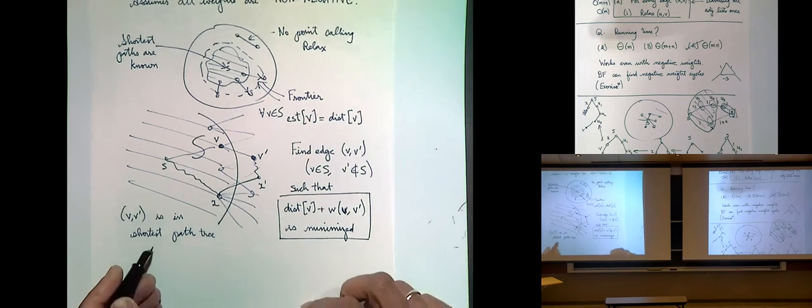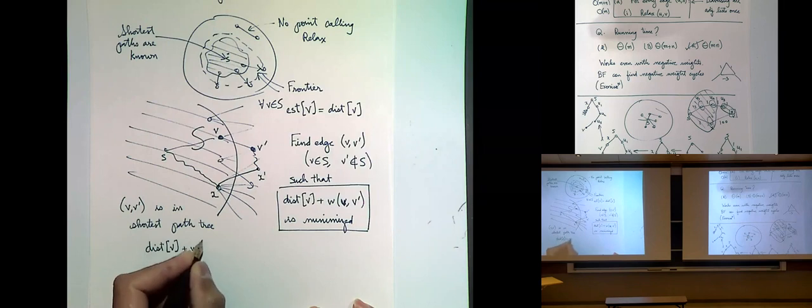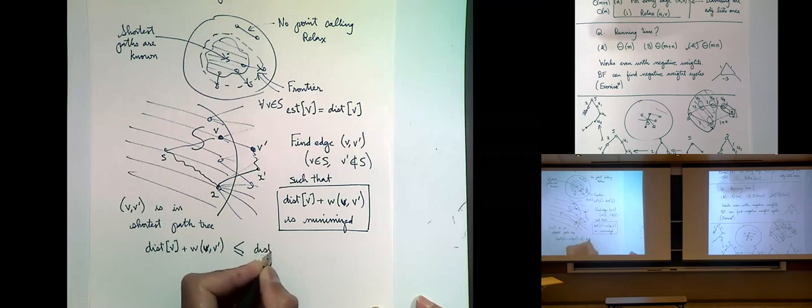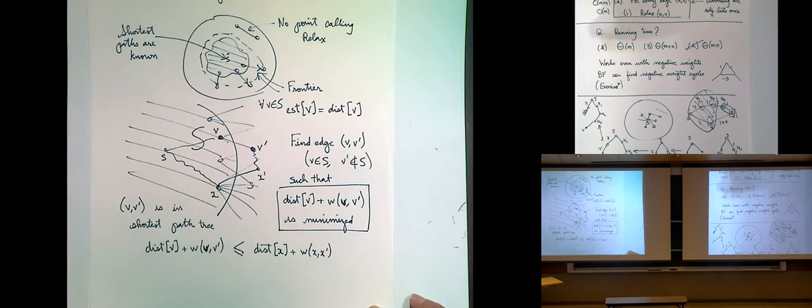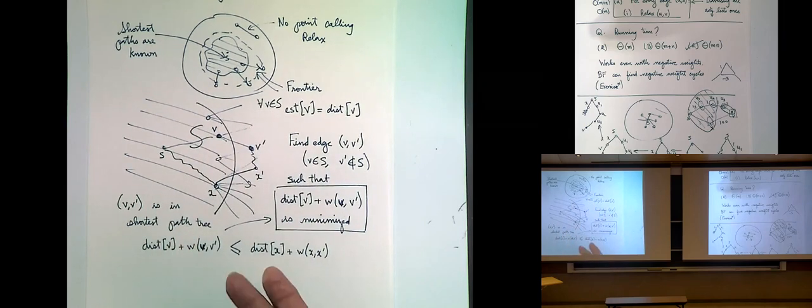So what I'm saying here is simply that the distance to V prime is less than or equal to the distance to X plus the weight of X to X prime. Why is this the case? Because I chose V prime to be the minimum. I chose the edge that minimizes this quantity. So if this was flipped, then actually I should have chosen X X prime. And this is a very common argument in these algorithms and in graph theory. You kind of prove by contradiction. You say, well, if there was a better way of doing it, then I should have made a different choice.